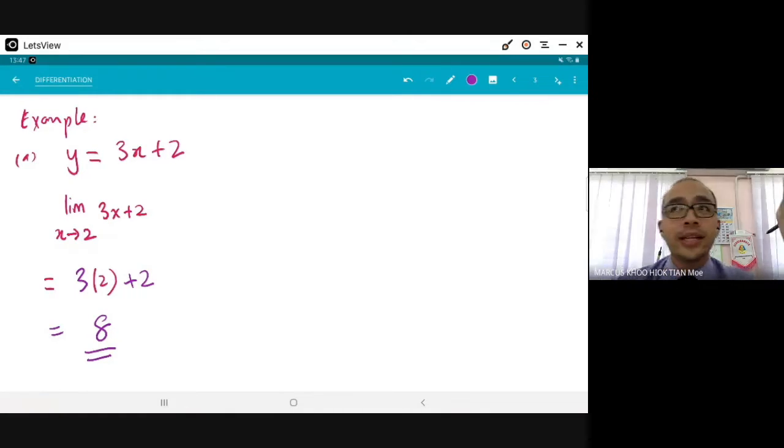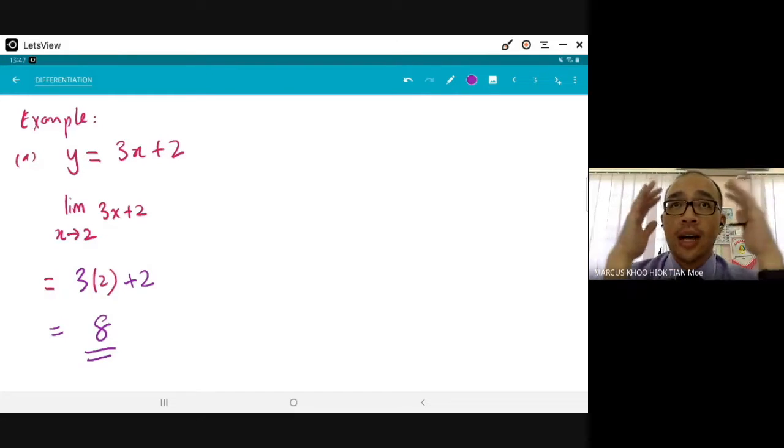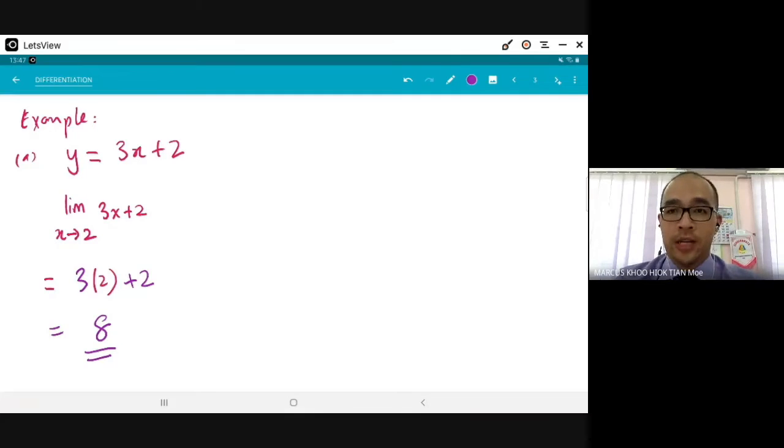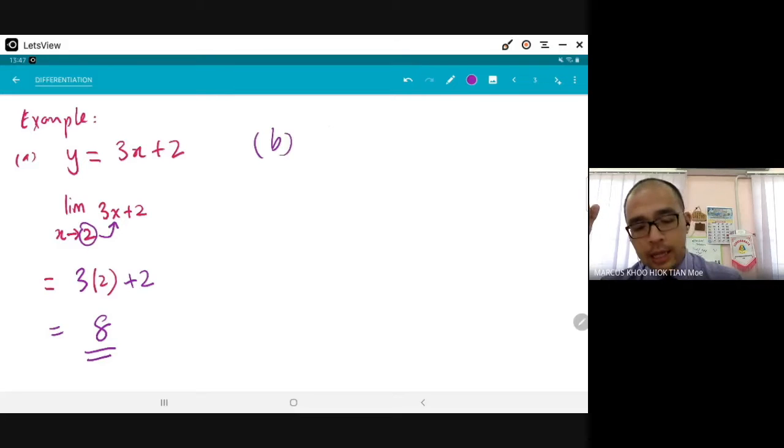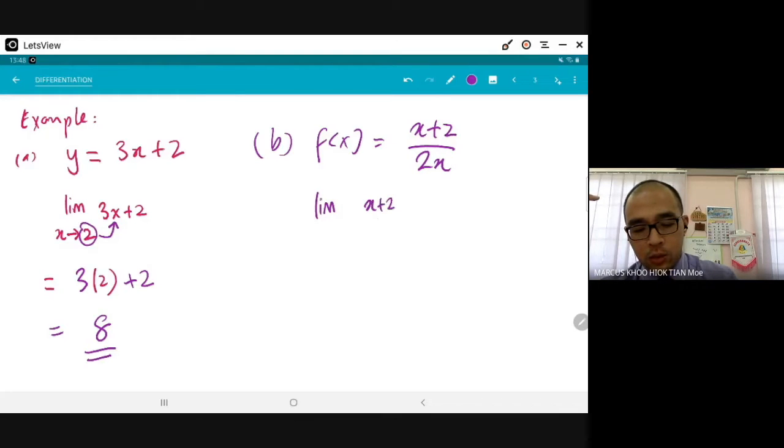Okay, but if everything that I have said before this totally doesn't make sense to you, and you only want to think in terms of what steps to take, okay, so untuk soalan limit, kalau dia bagi satu nombor di sini, kamu ganti saja masuk di dalam, dan jawapan akhirnya itulah dia punya limit. Okay, does it make sense? Let's try this. Let's say I give you another equation. Fx equals x plus 2 over 2x. And I want you to tell me the limit of x plus 2 over 2x when x approaches 2.